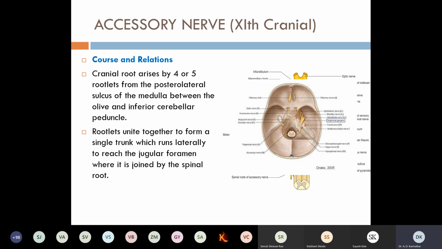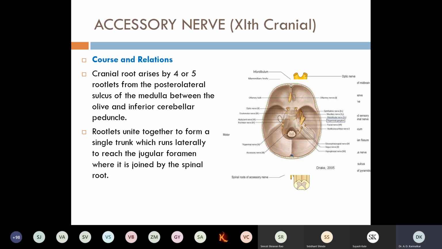We see the course now. The cranial root is in alignment with the glossopharyngeal and vagus nerves, and just below that there is a nerve, the cranial root of the accessory nerve. There are 5 to 6 rootlets which join and run laterally, and they unite to form a single trunk which will reach the jugular foramen, and at this point it will be joined by the spinal root.